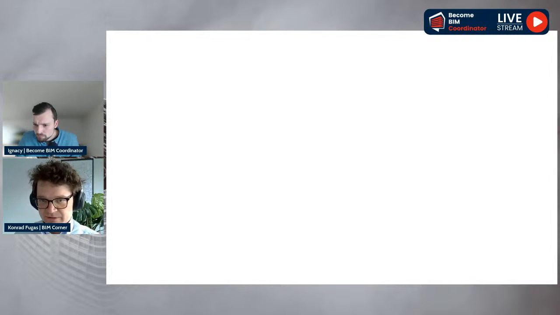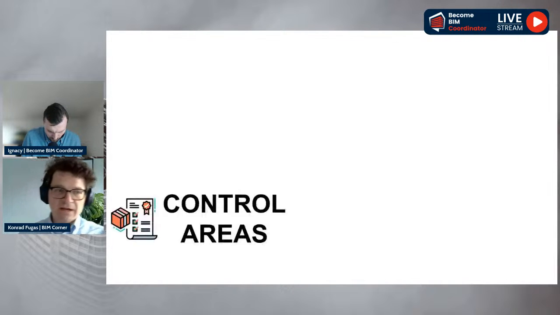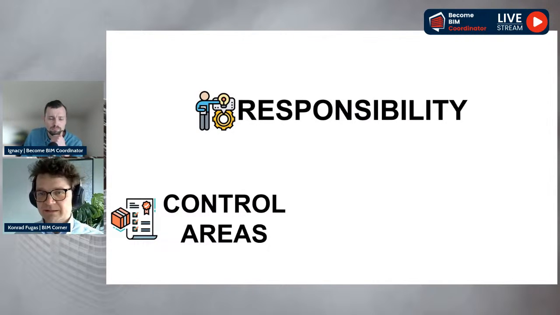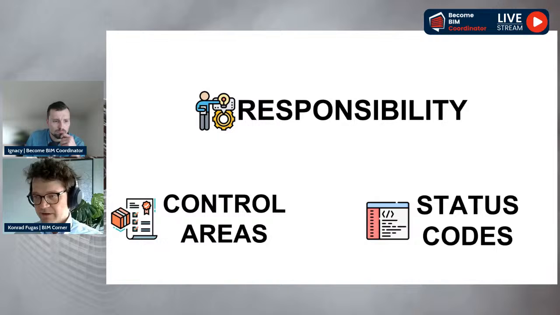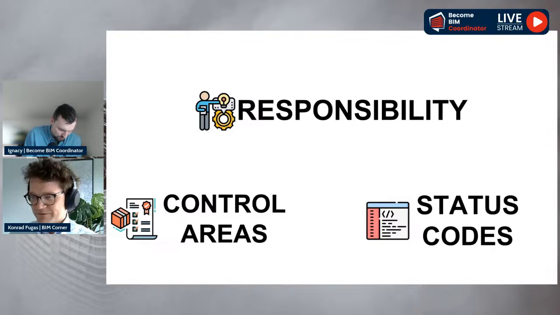But there are some that are especially important because they play a major role for management and during the construction process. And those are control areas, responsibility, and status codes. And we also had BIM Corner articles about those properties. Ignacio wrote some, I wrote some, and they are so important that I will go through them again today.